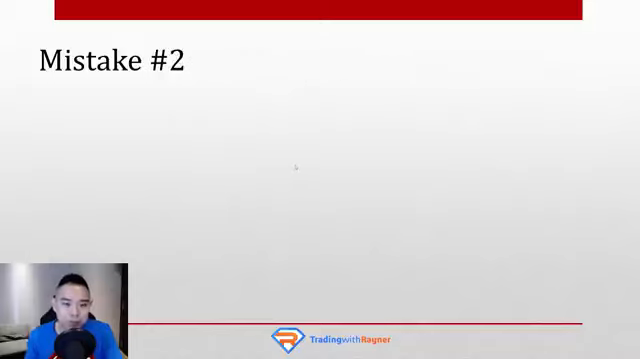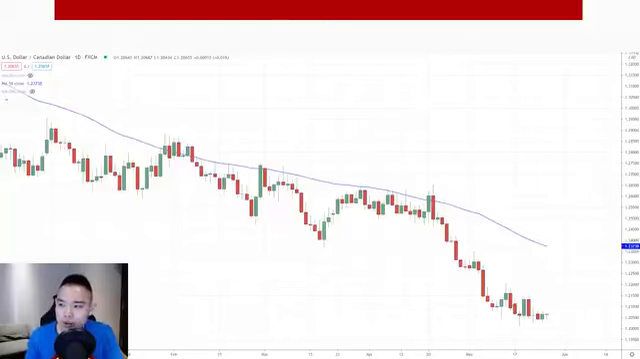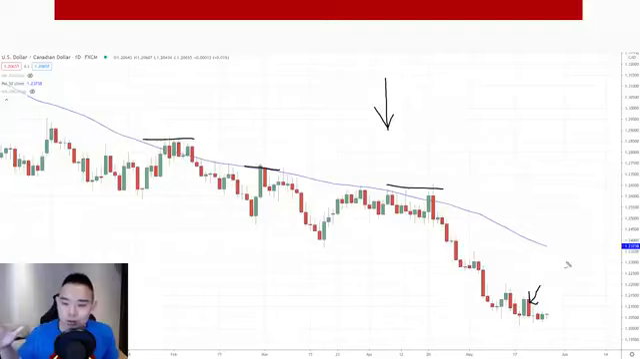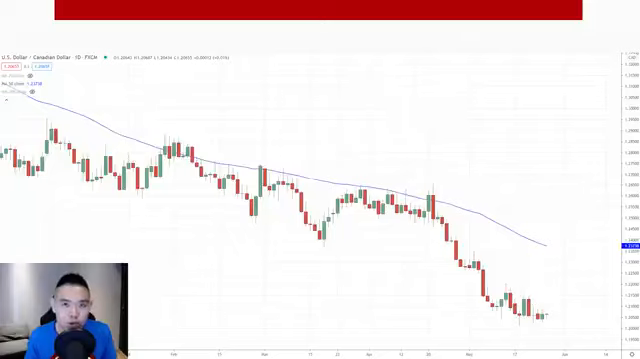Mistake number 2. Have a look at this chart. On this chart you can see the market is in a downtrend. Notice a series of lower lows and lower highs. Lower high, lower high, lower high. The market is in a downtrend. And then over here, we have a bearish engulfing pattern. So you might say, okay, I look to trade bearish reversal candlestick patterns when the trend is down. So now the trend is down, so I'll look to go short in this market condition.